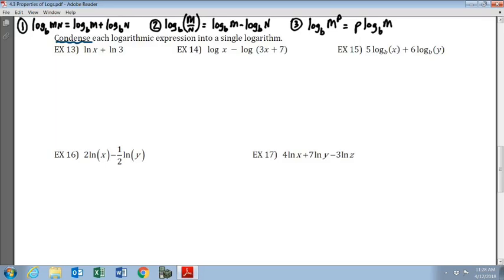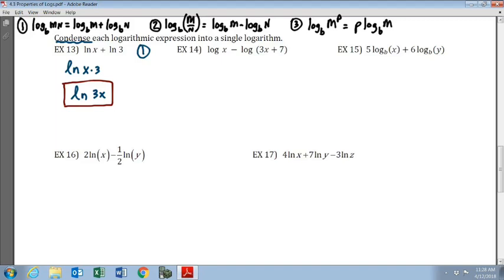And so it's clear we have a sum of logs on number 13. So this is certainly property number 1. And so we can write this as the single log of the product of x and 3. And that's just 3x. We normally put the number before the variable. Let's look at number 14.